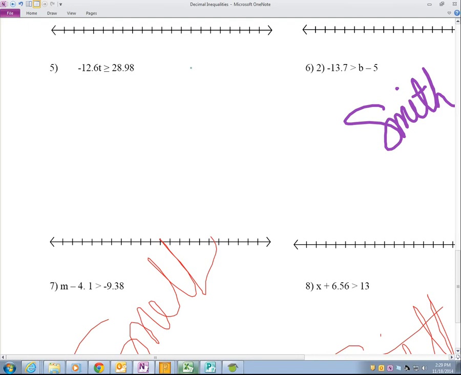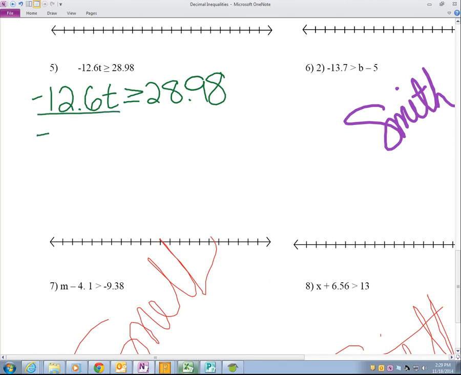Yes, sir? Yeah, it does switch. It switches on the first step because we have divided by negative 12.6. And Johanna, here's where you messed up. Okay. Because I'm dividing by a negative, that means that my sign needs to switch. Boom, switched.